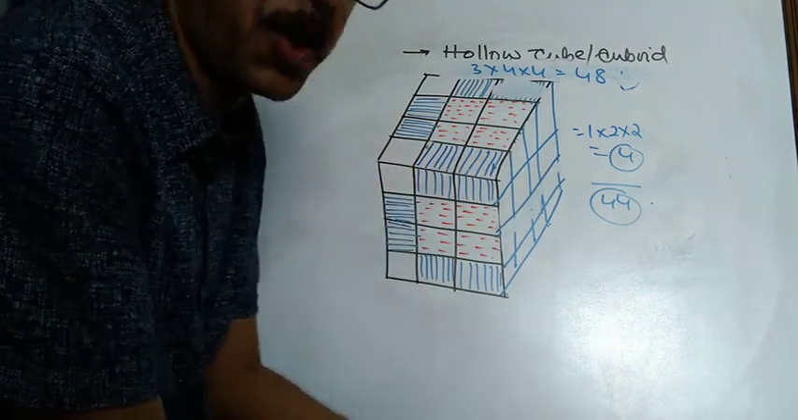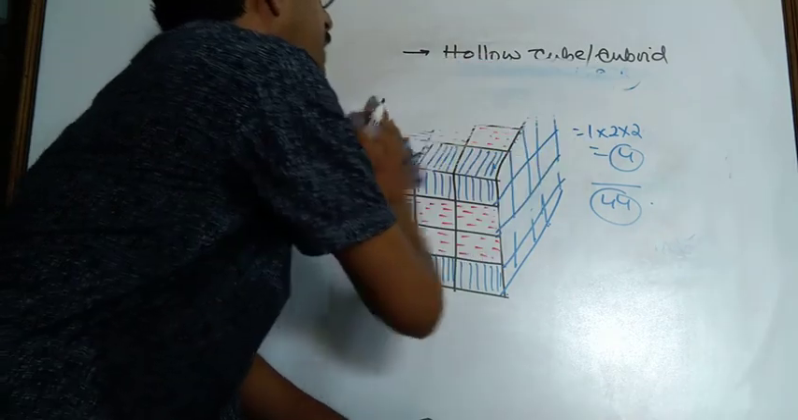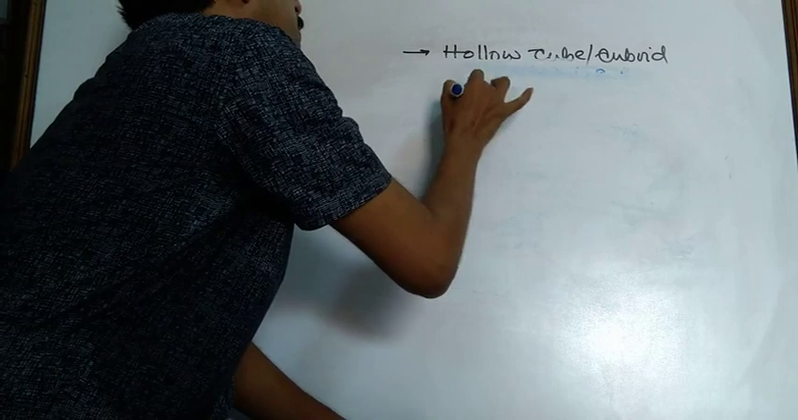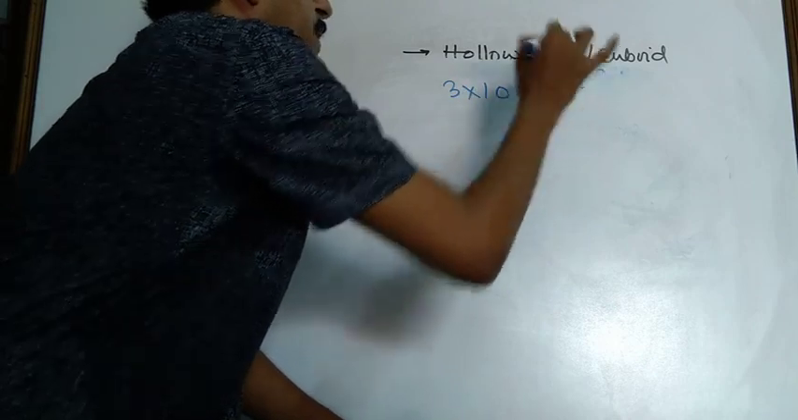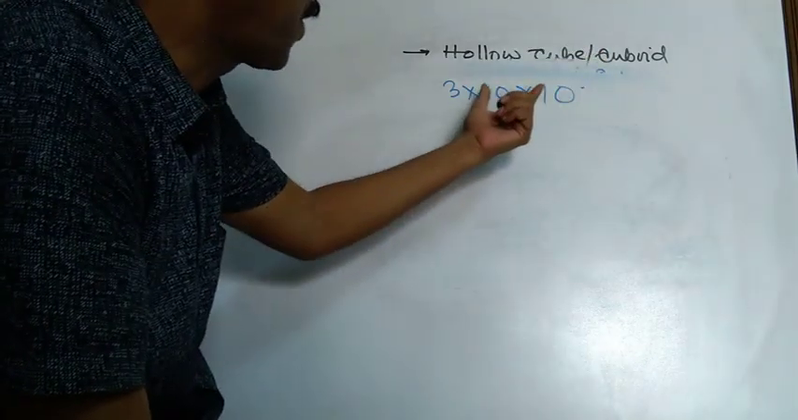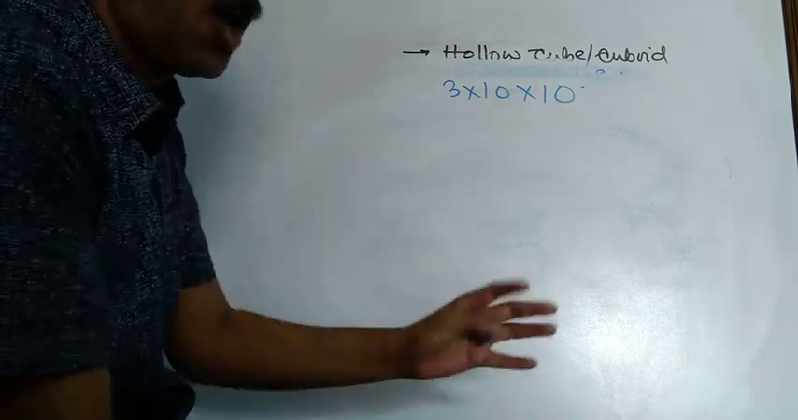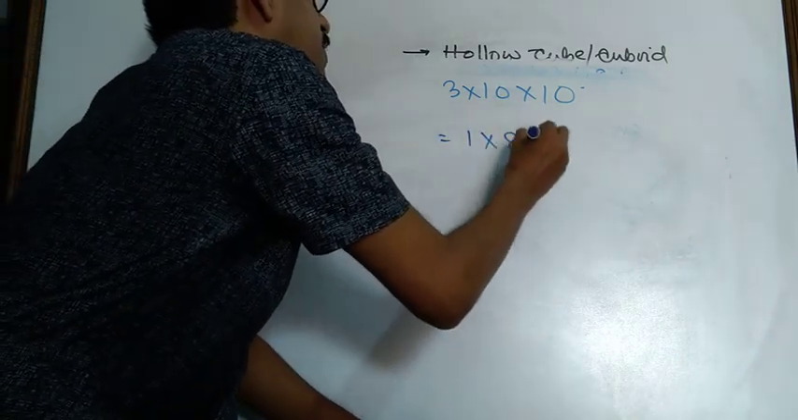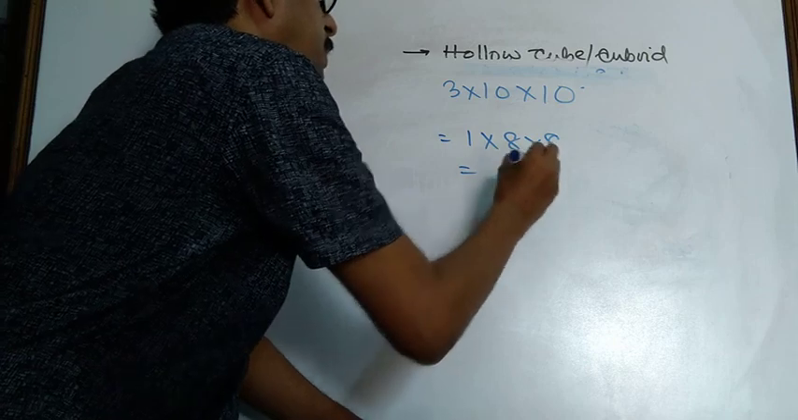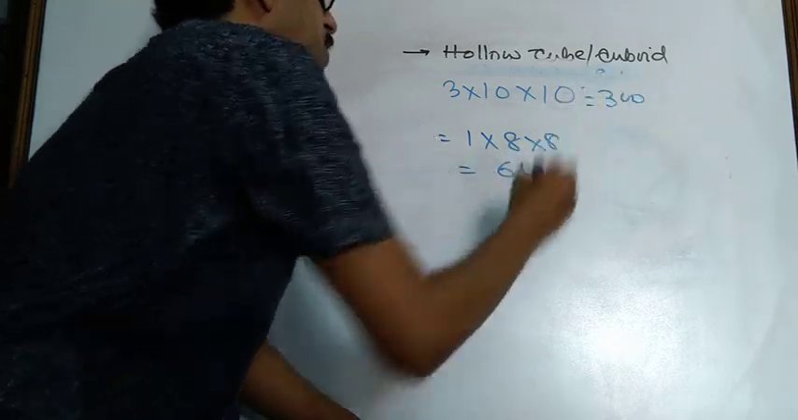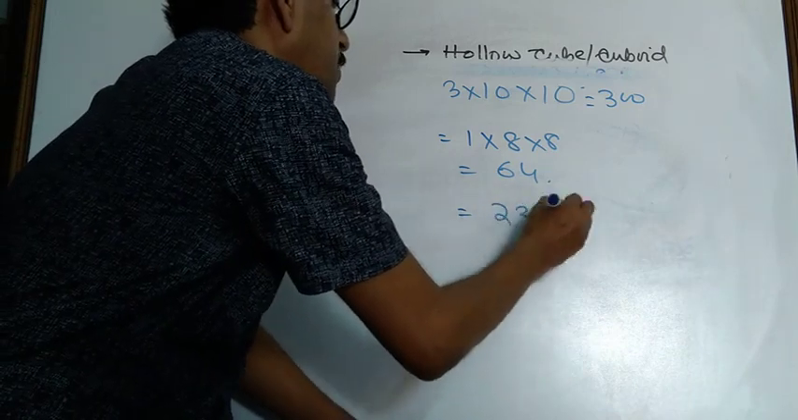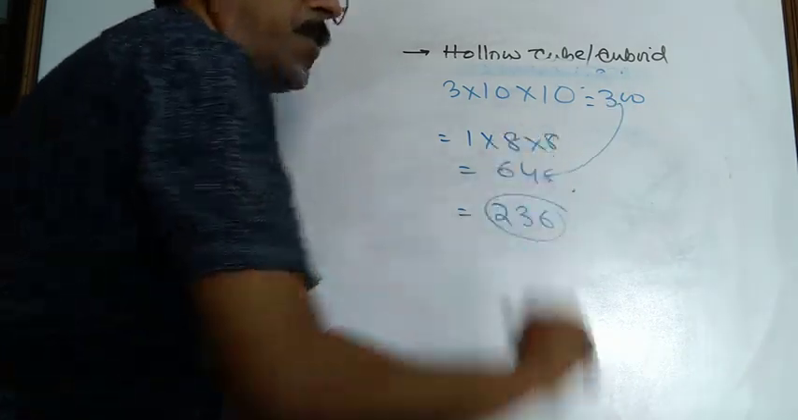So whether it is a cube or a cuboid, that doesn't matter. That means if I have this structure, 3 into 10 into 10, or 8 into 10, etc., then how many small cubes are required to make the hollow cuboid structure? In that case, it is 1 into 8 into 8, which is 64. Out of 300, 64 are inside. So the answer is 236 small cubes are required to make the structure hollow.